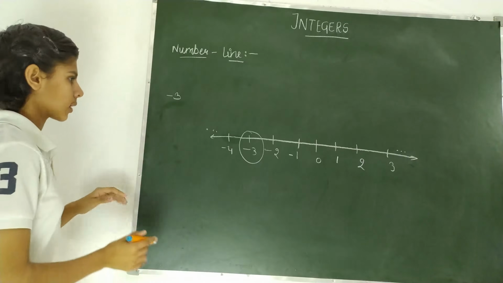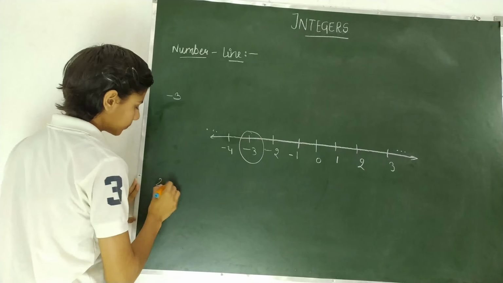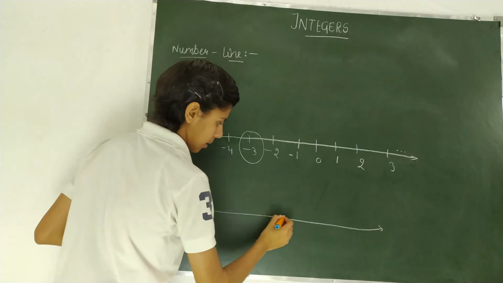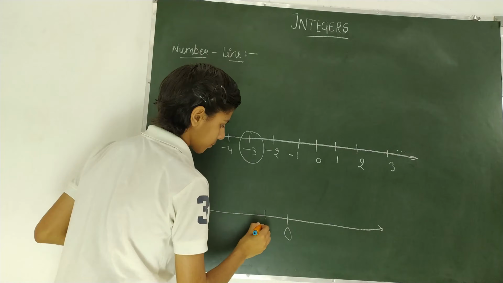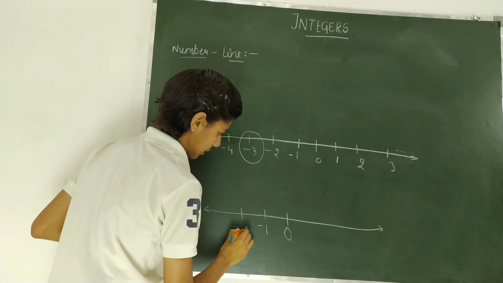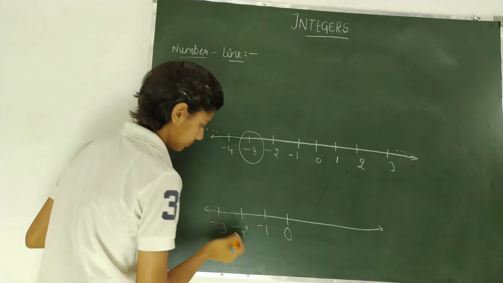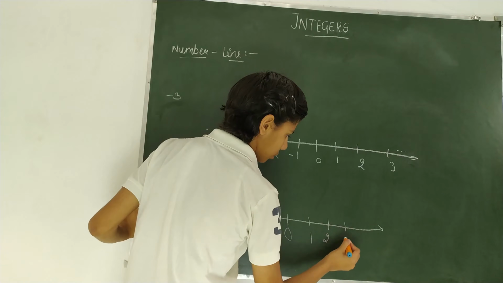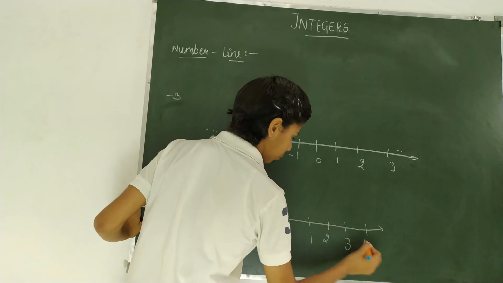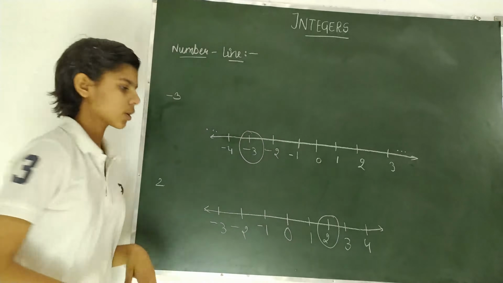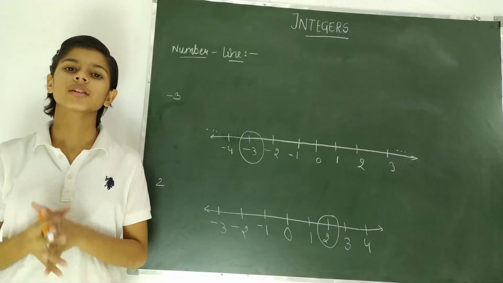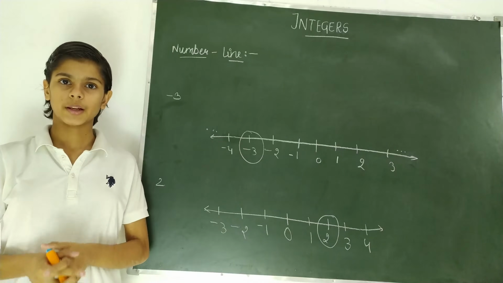Like this you can represent any integer on a number line. One more example I am taking, for example 2. Here also draw a straight line, mark 0 in the center, -1, -2, then 1, 2, 3, 4 and simply circle 2. So like this you can represent any negative or positive integer on a number line.